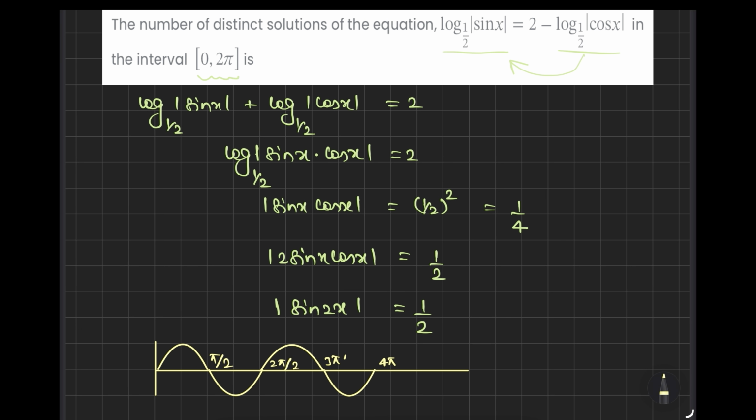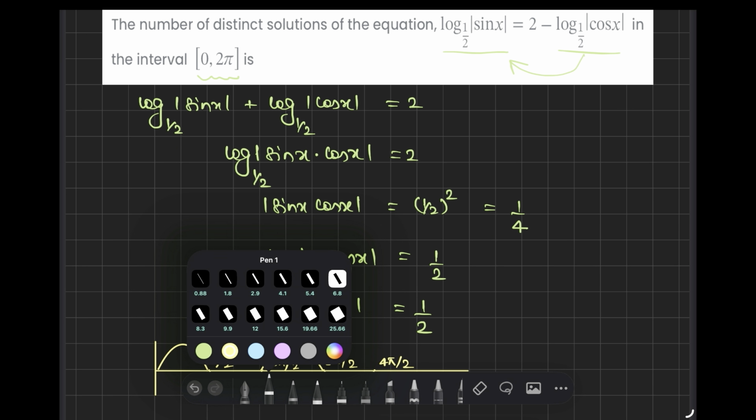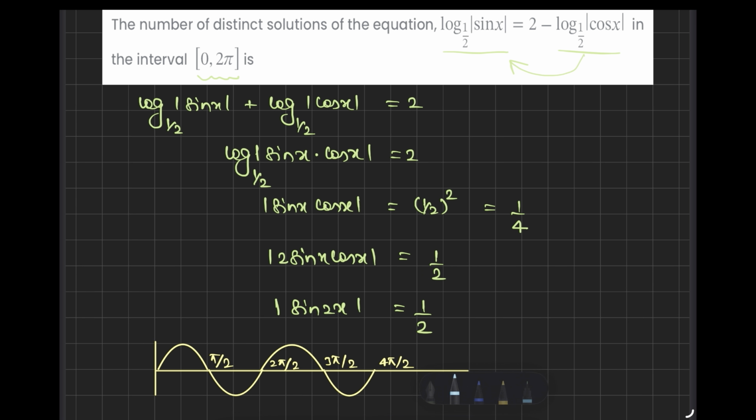Transformation of graphs: you should have great command over transformation of graphs. So it is 2 pi. Correct? So we have to focus till this point only. So this is the graph of sin 2x. Now, you know that if we remove the mod, sin 2x will become equal to plus minus 1 by 2. So we will draw the graph of 1 by 2 and minus 1 by 2. So it is 0, it is 1, it is minus 1. So let's draw the graph of 1 by 2.